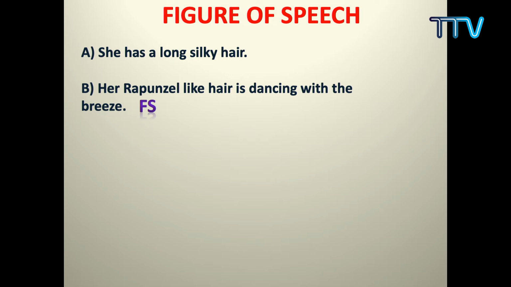Look at how the sentence changes. She has a long silky hair. That's just ordinary adjectives I use here. We all know how to use the normal adjective. Now, you have to go one step ahead by using the figure of speech. Her Rapunzel-like hair is dancing with the breeze. Here I'm using a figure of speech. What figure of speech did I use here? Students, can you identify? Her Rapunzel-like hair, the simile. I also use the personification. The hair cannot dance, but the hair is dancing.